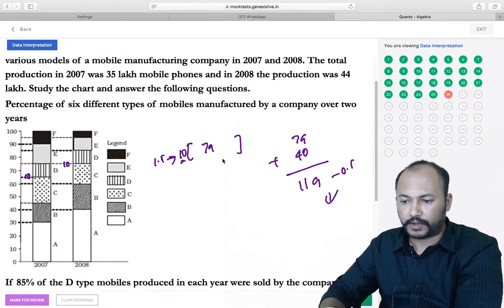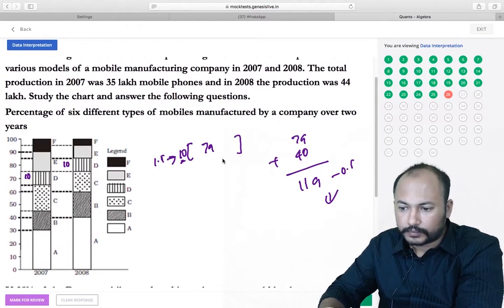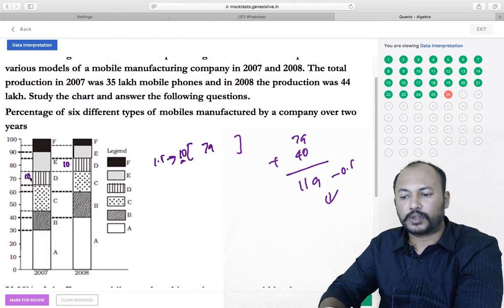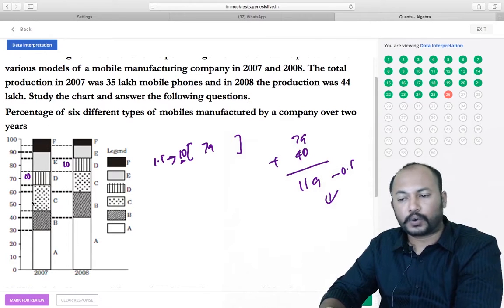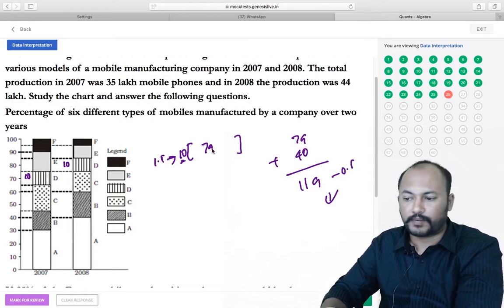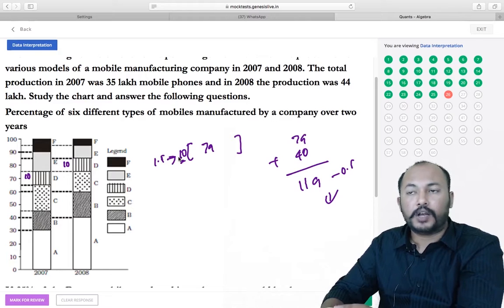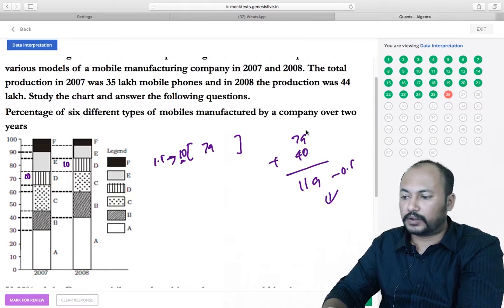So what I've done, very simple. D, I have found out it is 10% in this case. Similarly, D here is also 10%. Since it's the same, I have to find out 10% of the total sum, which is 35 lakhs plus 44 lakhs, that is 79 lakhs. So 79, 10% is the total contribution. So what we want is 15% of this particular value. So 15% of this is going to be 10% of that, and then half of this previous.